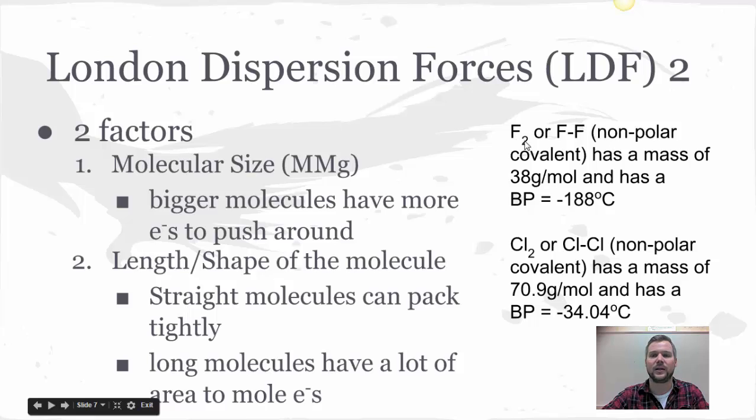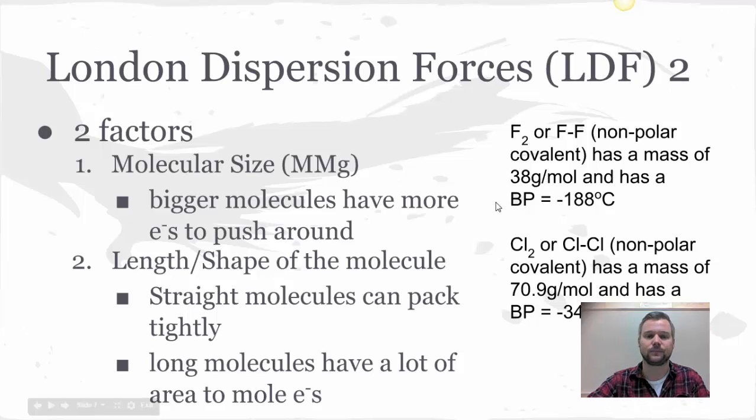So, example of that. Fluorine, pretty small, weighs 38 grams per mole. Its boiling point is negative 188. Just one row down, using chlorine instead of fluorine and almost double the molar mass, you now have negative 34 degrees C. So a pretty big difference in the boiling point just because it's not even quite twice as heavy.